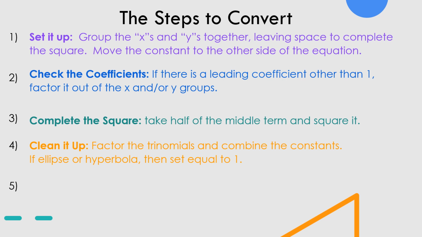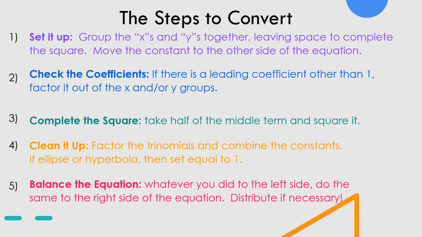After we get the square completed, our next step is clean it up. Okay, so get your trinomials in factored form, and then combine all the constants on the other side of the equation. For circles, you're pretty much done. For ellipses and hyperbolas, you need to make sure that whatever that constant value is, you divide through every single term by that constant, because those equations have to be set equal to 1. And then at the end, just double, triple check, make sure that equation is balanced. If you did something to the left, you got to do it to the right. Distribute values as necessary. Make sure you've combined all your like terms and all that good stuff.